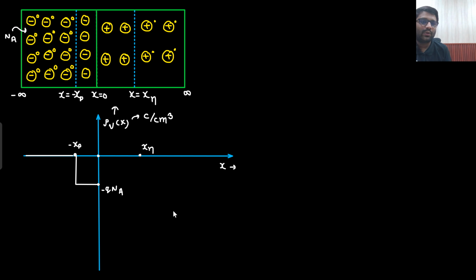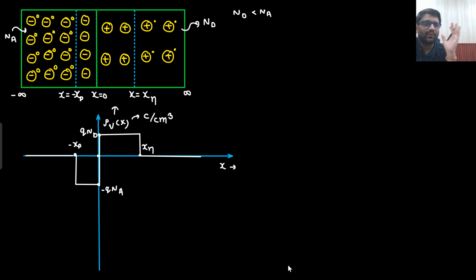But between 0 to xn, what are you having? Between 0 to xn I am having positive charge. And how much is that positive charge? That positive charge would be equal to qNd. Say yes or no. Here we did the doping of Nd, although I know that my Nd was lesser than Na. Are you able to understand this point or not? I hope it is not very difficult for you.